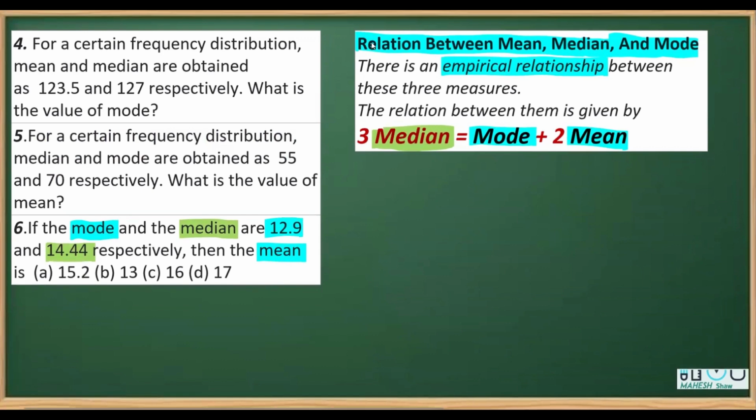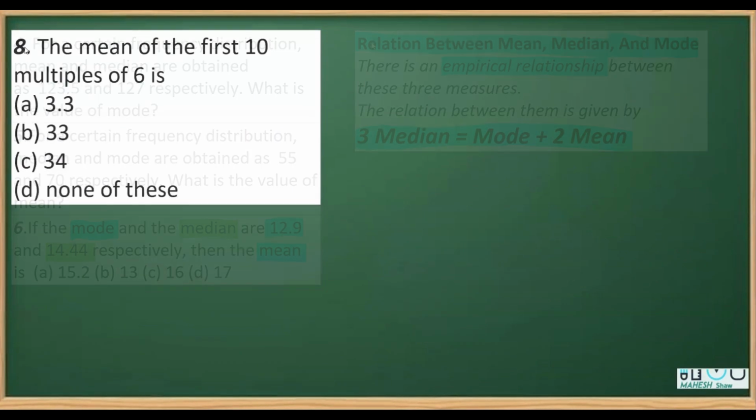Well, the important thing to understand here is that we should always remember just one relation. I prefer to remember this: 3 median is equal to mode plus 2 mean. And then, depending upon the options given here, you can transpose and select the correct option.